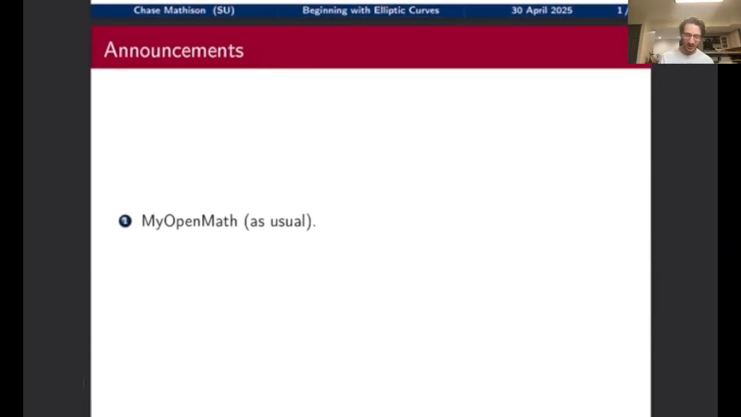Everything you need to do is in MyOpenMath. So make sure you're working on everything in MyOpenMath and checking what you've done against the syllabus to see what your grade is going to be. You have full control of your grade. You just need to complete the assessments that are in the syllabus. Let me pull up the syllabus really quick. I'll pause this.